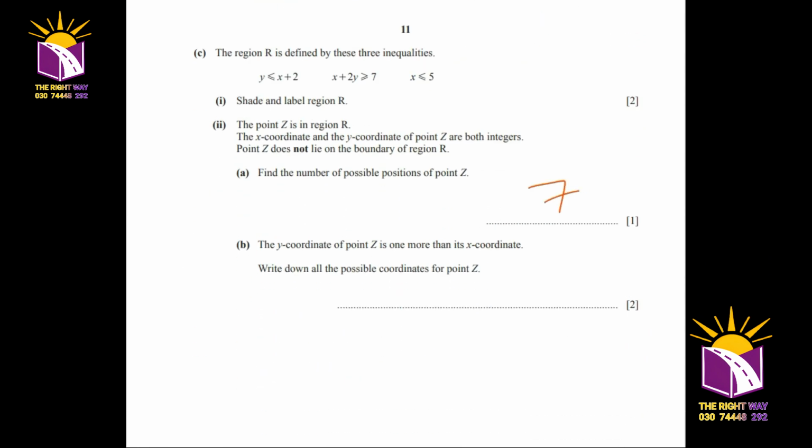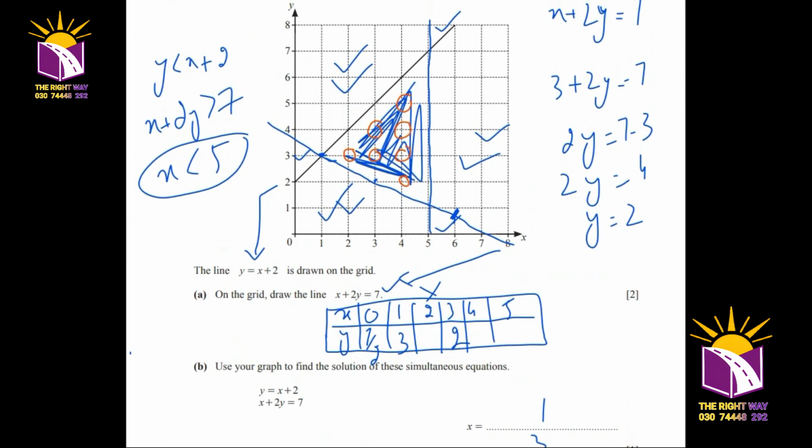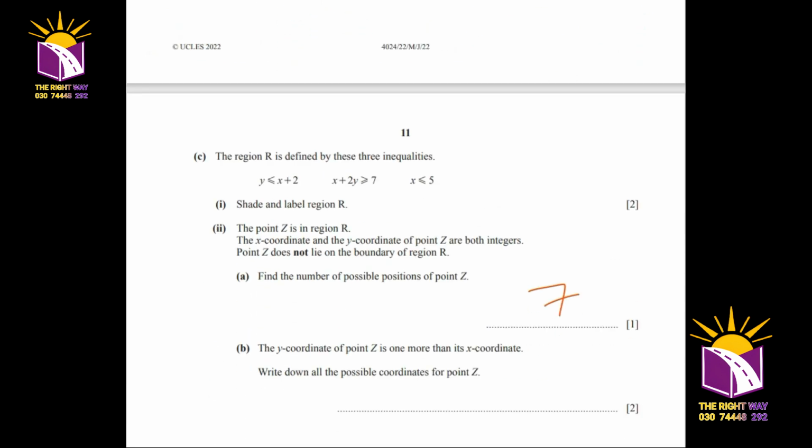The y coordinate of the point Z is more than its x coordinate. Write down all the possible coordinates for Z. Now we are going to write the possible coordinates for Z in which y is greater than x. At this point, x is 4 and y is 5. So I am going to write the first one, 4, 5, in which the y coordinate is greater than x.